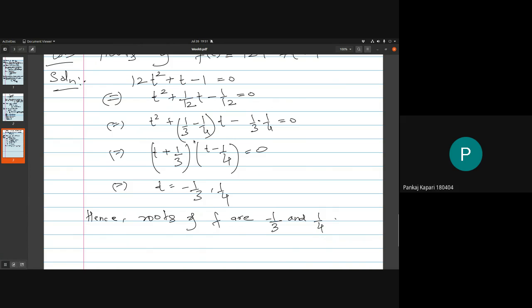From this expression, you can see that it can be written as (t plus 1 by 3) times (t minus 1 by 4). Now to find the roots, 12 times t square plus t minus 1 becomes 0 if and only if (t plus 1 by 3) times (t minus 1 by 4) becomes 0. That will give you either t plus 1 by 3 is 0 or t minus 1 by 4 is 0. That is the same as either t is minus 1 by 3 or t is 1 by 4. Hence, the roots of this polynomial are minus 1 by 3 and 1 by 4.